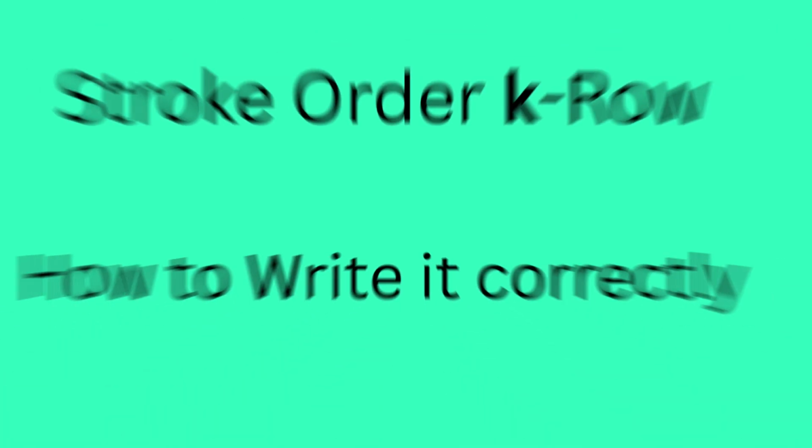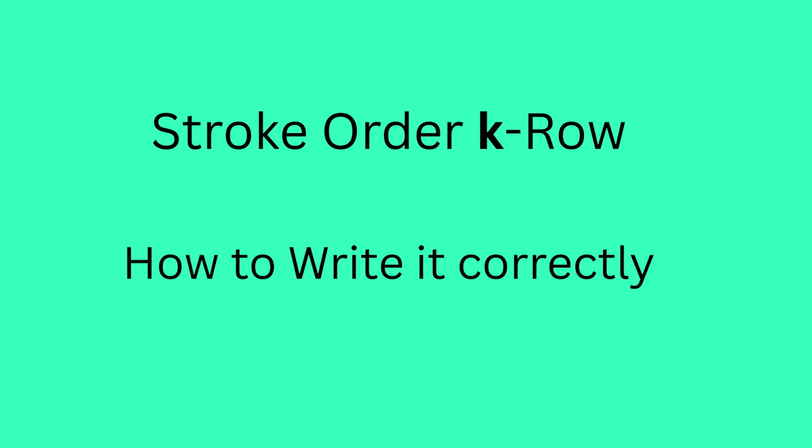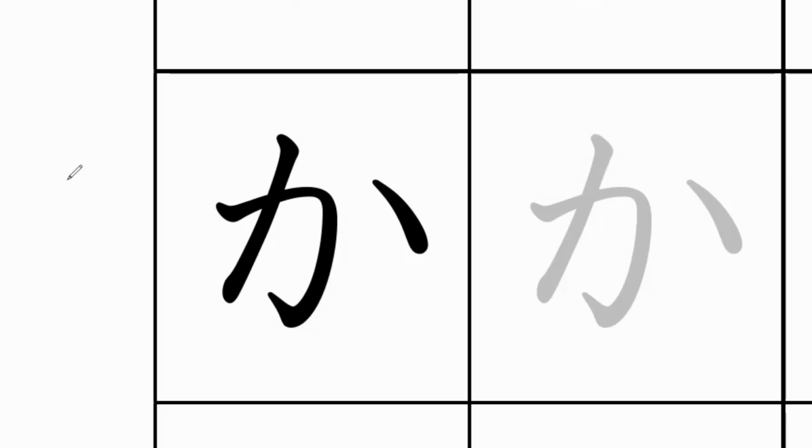Now let's learn how to write these characters correctly. Stroke order is very important in Japanese writing. Let's start. So the first character is Ka. So let's see how we draw it. This character has got 3 strokes. So we will see how to make these strokes.